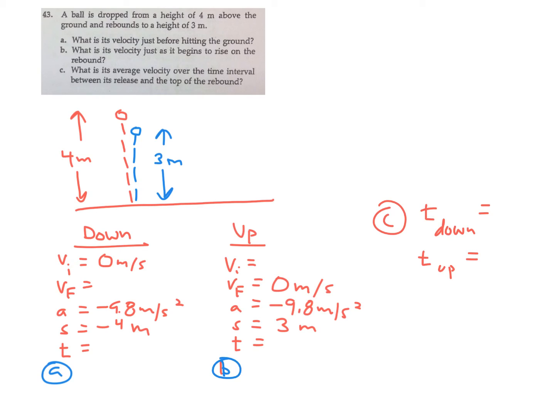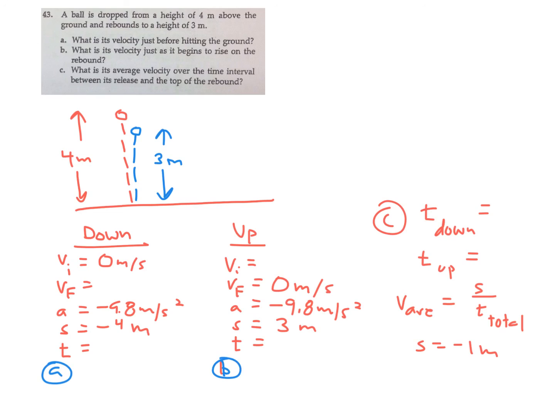But we want the average velocity, V average, which will be the displacement over the total time. And the displacement here, let's think about this conceptually, will be negative 1 meter. Because the ball started at 4 meters, went down, back up, its displacement, if you look at the beginning point and the ending point, will be negative 1. So S will be negative 1 meter. You'll plug that in for S, the total time being T up plus T down. That will give you an average velocity of a slightly negative number.